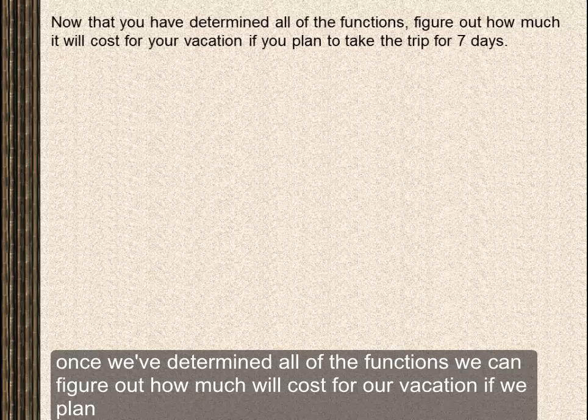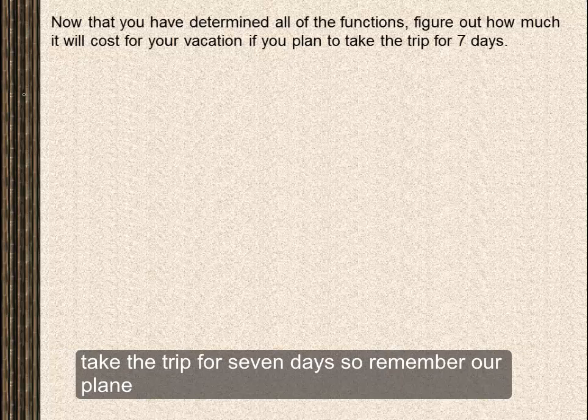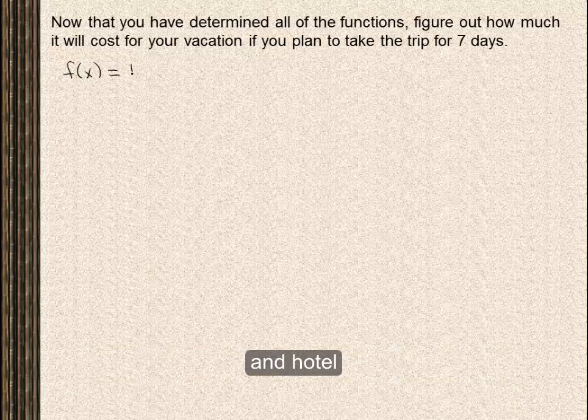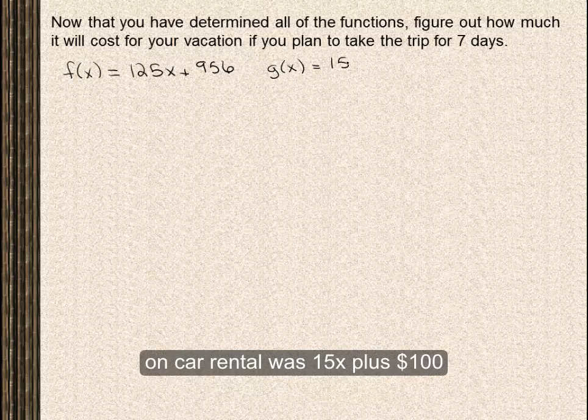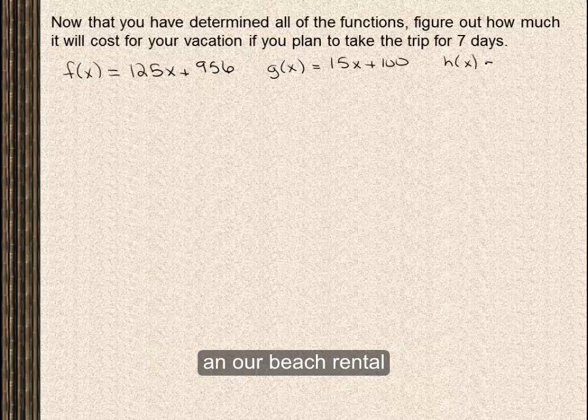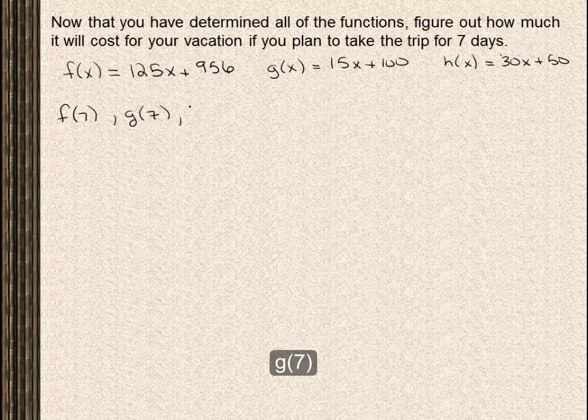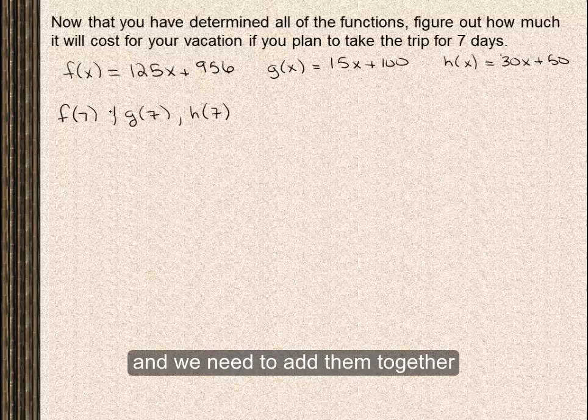Once we've determined all of the functions, we can figure out how much it will cost for our vacation if we plan to take the trip for 7 days. So remember, our plane and hotel was 125x plus 956. Our car rental was 15x plus $100. And our beach rental was 30x plus 50. We need to find f of 7, g of 7, and h of 7, and we need to add them together.